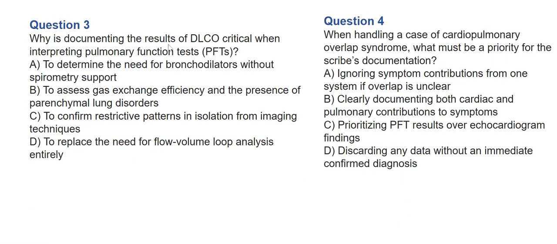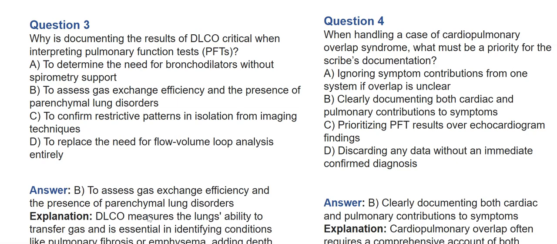Question 3. Why is documenting the results of DLCO critical when interpreting pulmonary function tests, PFTs? A. To determine the need for bronchodilators without spirometry support. B. To assess gas exchange efficiency and the presence of bronchial lung disorders. C. To confirm restrictive patterns in isolation from imaging techniques. Or D. To replace the need for flow volume loop analysis entirely. Answer is B, as DLCO measures the lung's ability to transfer gas and is essential in identifying conditions like pulmonary fibrosis or emphysema, adding depth to the overall PFT report.